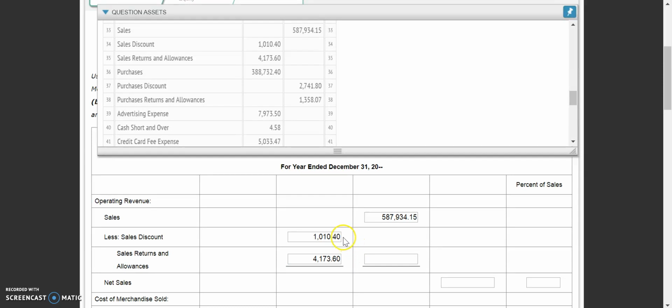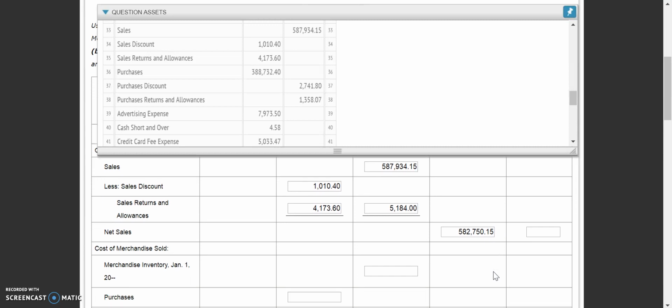And then what we do is we add these two together, sales discount and sales returns and allowances. Those two totaled equal $5,184. And then to find our net sales, we take our sales amount and subtract out any of the returns that we had over the course of the year. And we wind up with net sales of $582,750.15. Now, we'll come back and do our percentage of sales later. So I'm going to leave these blank and just continue on down the line here.